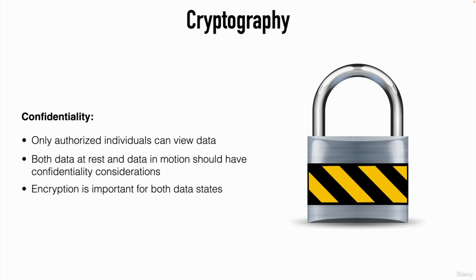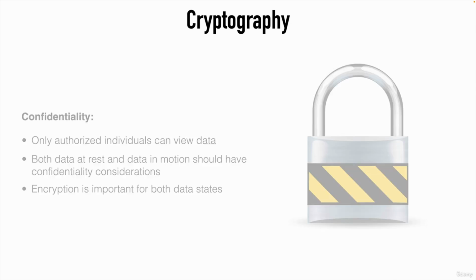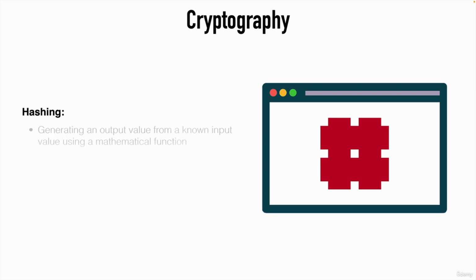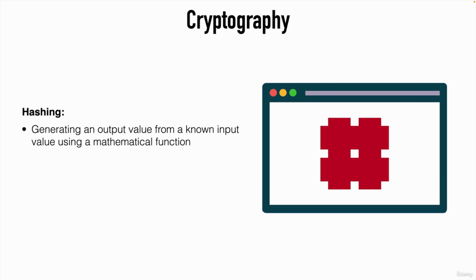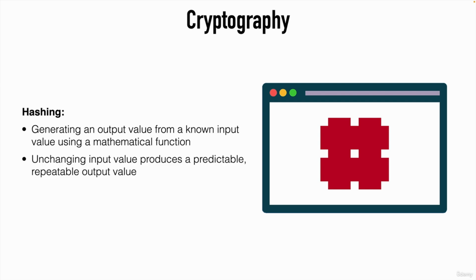When it comes to protecting the CIA triad, the two most fundamental cryptography methods are encryption, which we've mentioned, and hashing. Hashing is the process of generating an output value from a known input value by the use of a mathematical function. The property that makes hashing work is the fact that as long as the input value does not change, the output value will always be the same.